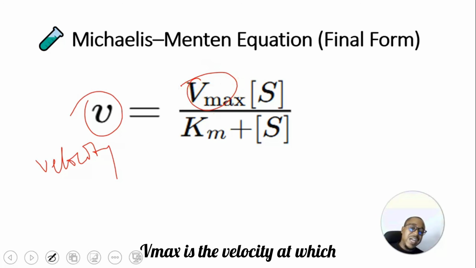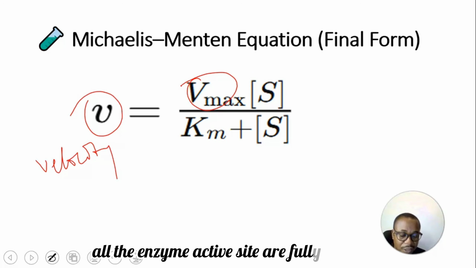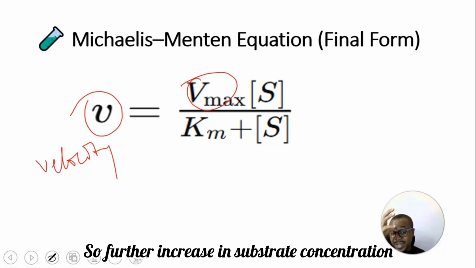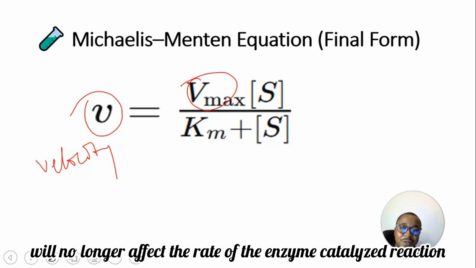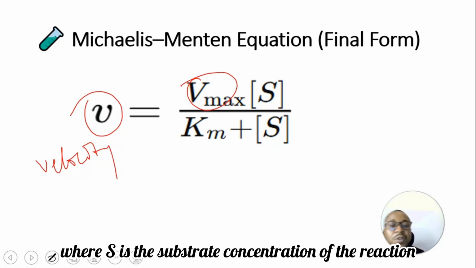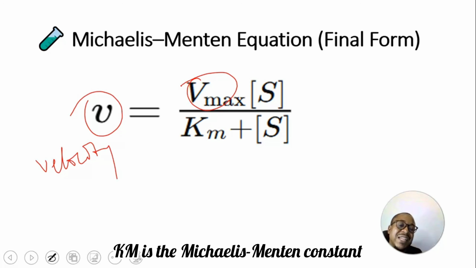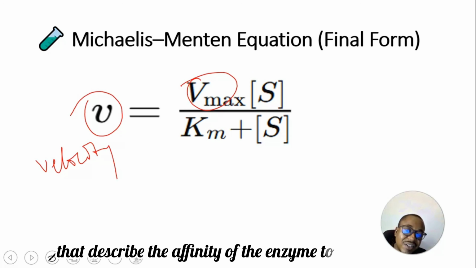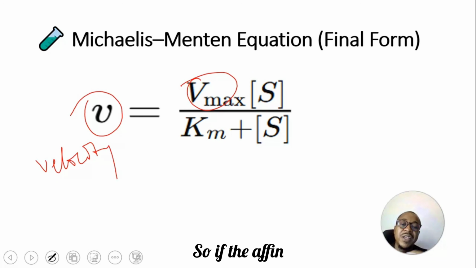Vmax is the velocity at which all the enzyme active sites are fully occupied. So further increase in substrate concentration will no longer affect the rate of the enzyme catalyzed reaction, where S is the substrate concentration of the reaction. Km is the Michaelis-Menten constant that describes the affinity of the enzyme to its substrate. So if the Km is high, the affinity is low. If the Km is low, the affinity is high.